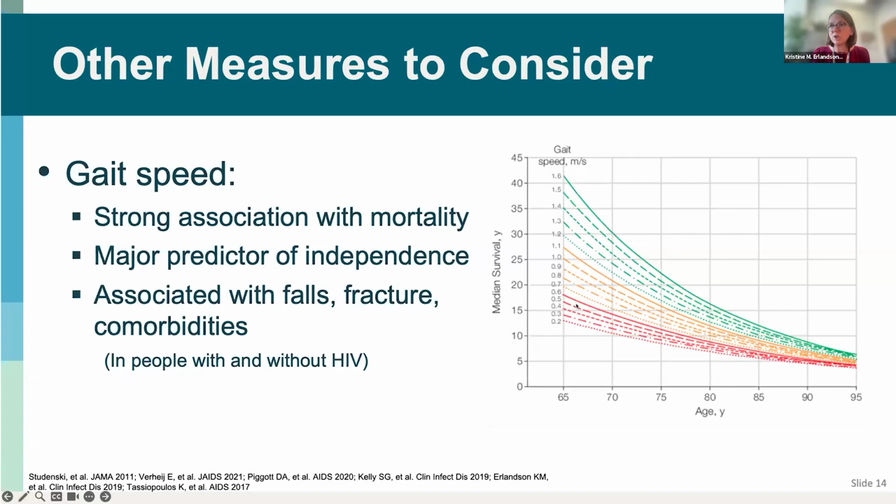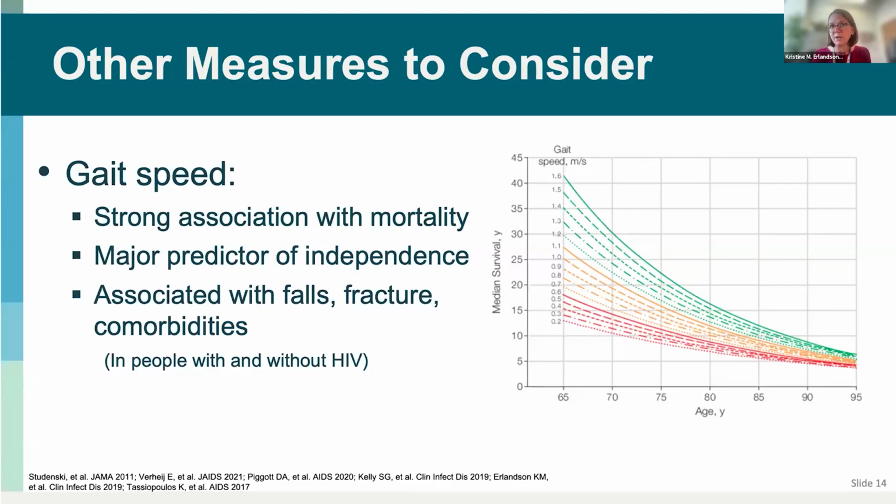In comparison, if we look at what the EACS guidelines had as their cutoff of a gait speed of 0.8 meters per second, that person maybe has around 20 years of life left. So just this very brief assessment can really give us a good window into how healthy this person is and maybe how aggressive or not aggressive we need to be with their care.